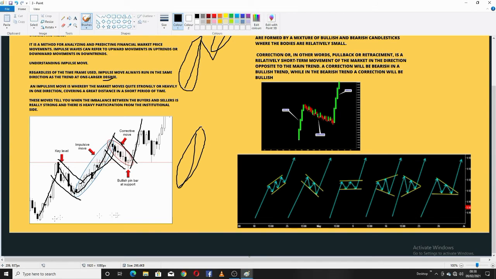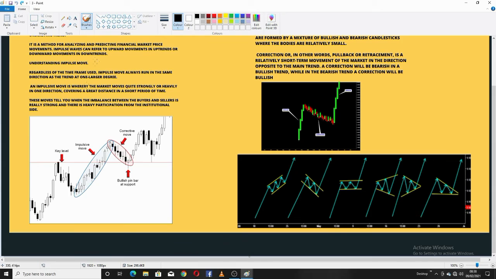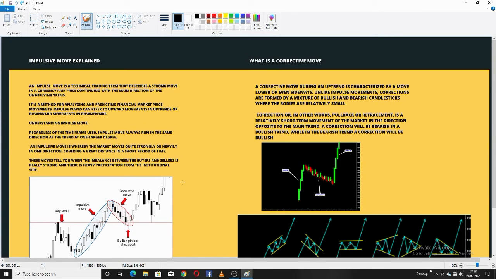That's how we know that okay, the impulsive move is to the upside. Buyers are controlling this market. Buyers are ruling in this market. You see, impulsive, corrective, impulsive. So now that you understand what an impulsive move is, let's look at the corrective move.